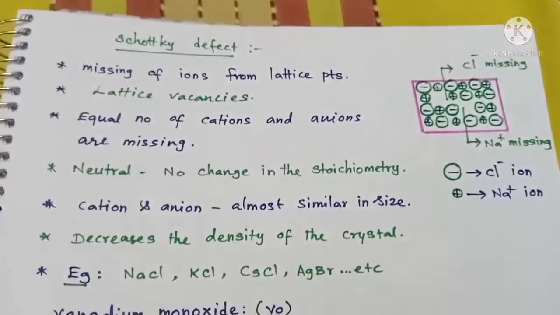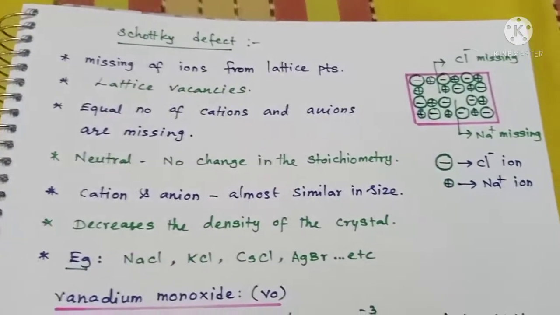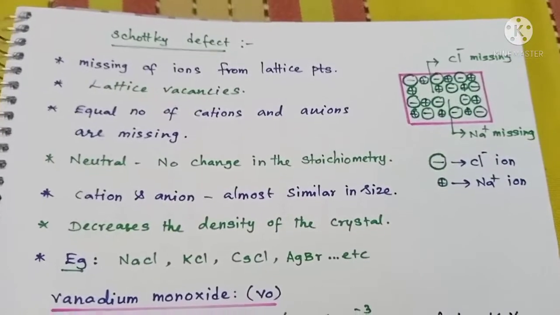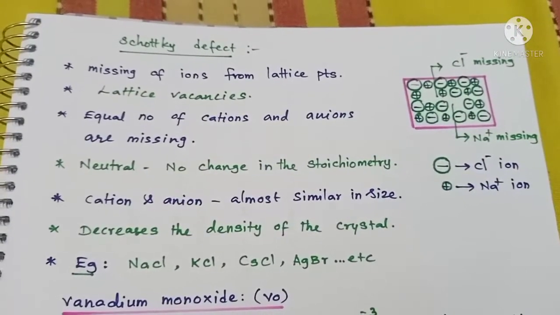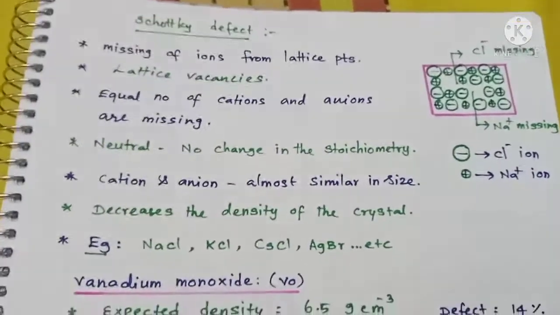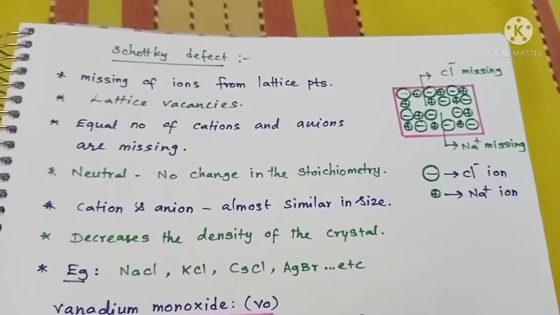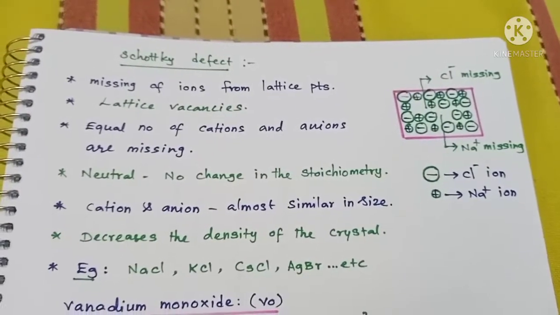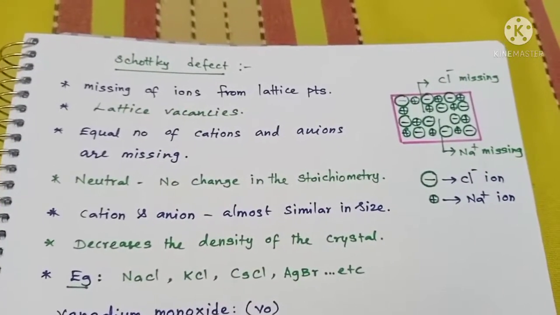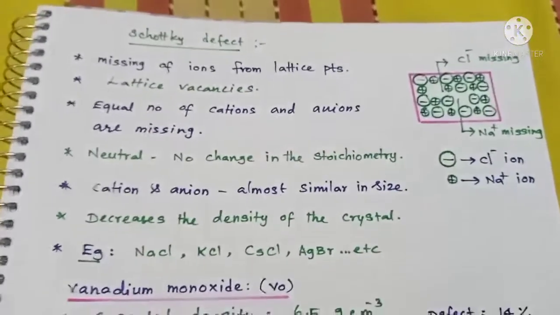Does this defect have any impact or effect on the crystal? Definitely there is an impact: it generally decreases the density of the crystal, because the ions are missing from lattice points, so some empty spaces are created inside the crystal, which results in a decrease in the density of the crystal. Okay, so this is basically about the Schottky defect.